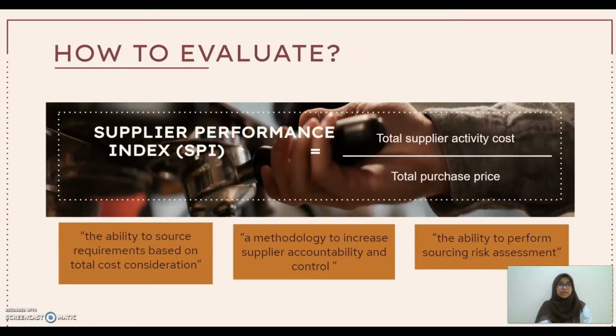How to evaluate? In order to evaluate, we need to use the supplier performance index formula, which is total supplier activity cost divided by total purchase price. At the bottom, we can see the benefits of SPI: the ability to source requirements based on total cost consideration, a methodology to increase supplier accountability and control, and the ability to perform sourcing risk assessment.